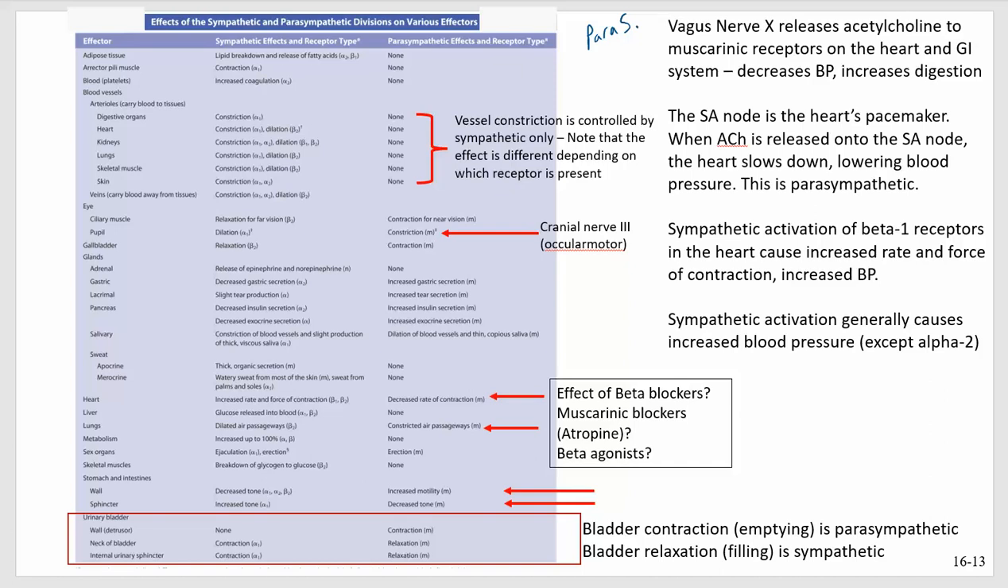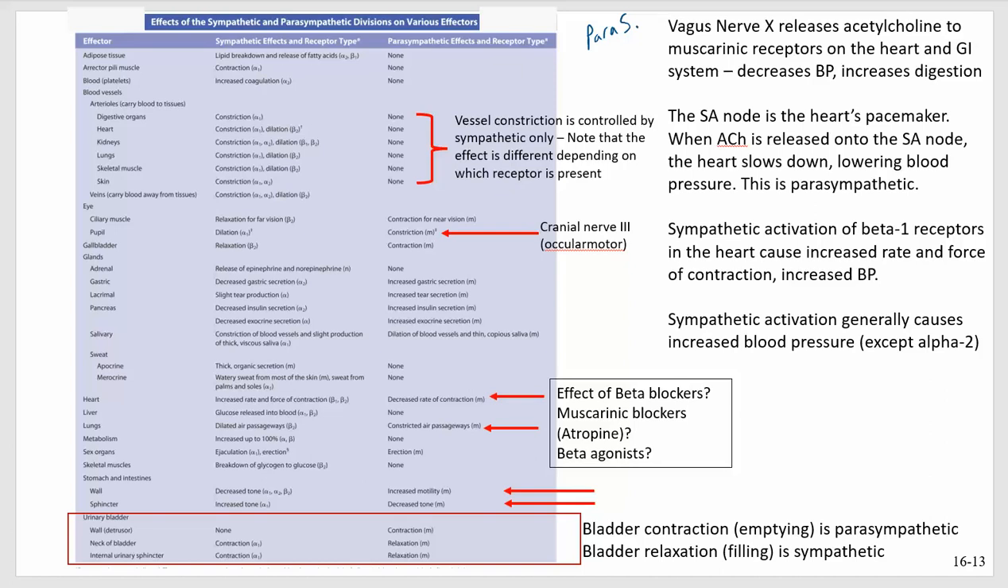A muscarinic blocker like atropine is going to do the opposite. It's going to make your heart beat faster. The vagus nerve is releasing that acetylcholine, atropine gets in there and blocks that muscarinic receptor and says, no acetylcholine, you can't slow down the heart. We're going to keep it going fast right now. So if somebody's heart rate is slow and their blood pressure is dropping, you can give atropine and that'll help. Or, well, it better help because that's what it's supposed to do.